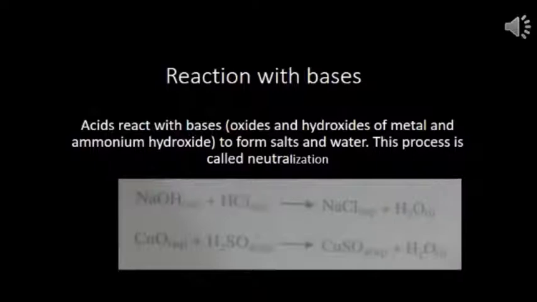Reaction with bases. As you know, whenever acids react with a base, that will produce a salt and water, and this whole process is called a neutralization reaction. Major bases are oxides and hydroxides of metals and ammonium hydroxide, which will form a salt and water. As you can see in the reaction below, when sodium hydroxide reacts with HCl, an acid, it will produce a salt called common salt, sodium chloride, along with water.